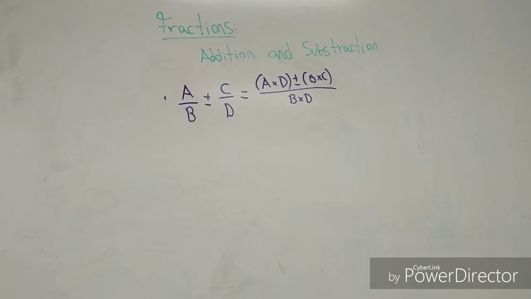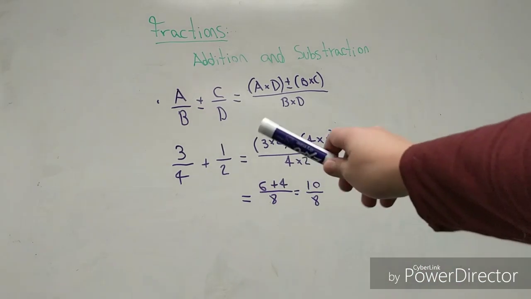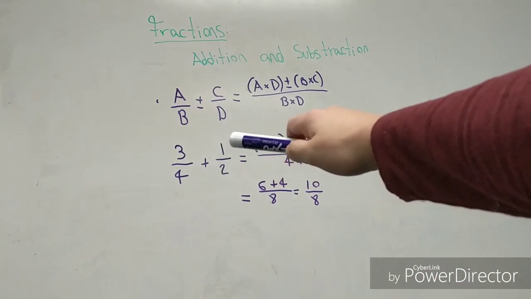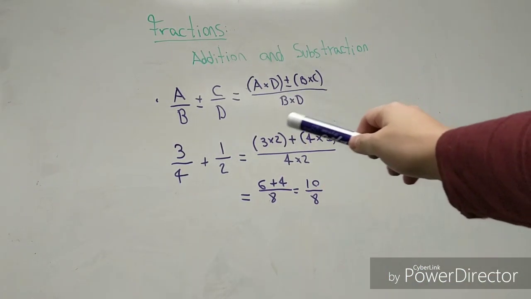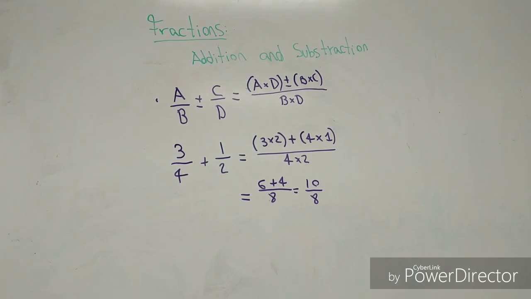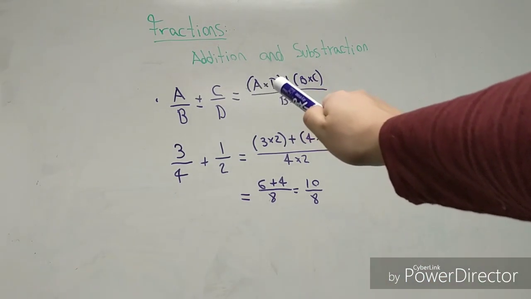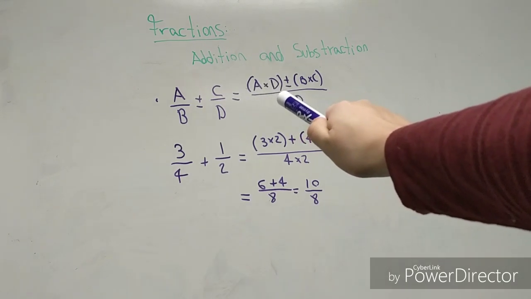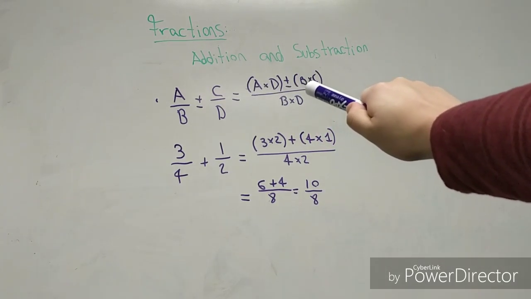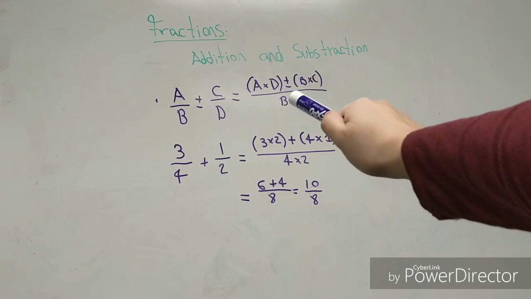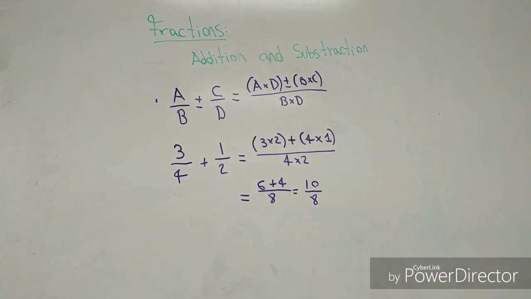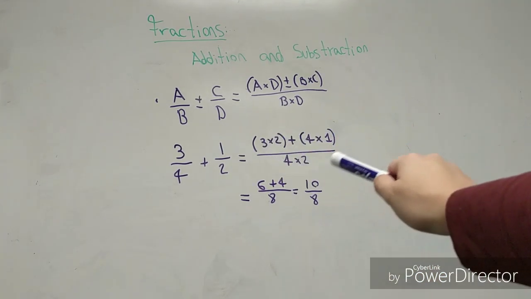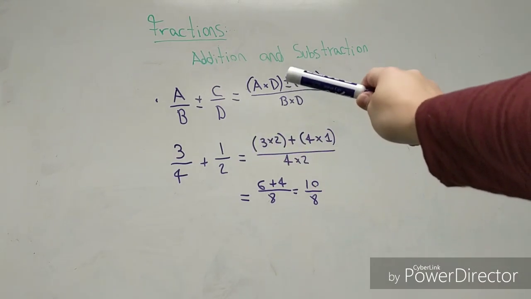We're going to do a couple of examples here. As a first example, we're going to add 3 divided by 4 plus 1 divided by 2. According to our formula, this would be the procedure. It doesn't matter if we say A times D or D times A. It doesn't matter if we say B times C or C times B. And it doesn't matter if we say B times D or D times B. That's what we're trying to say in this formula, and here we're applying it.